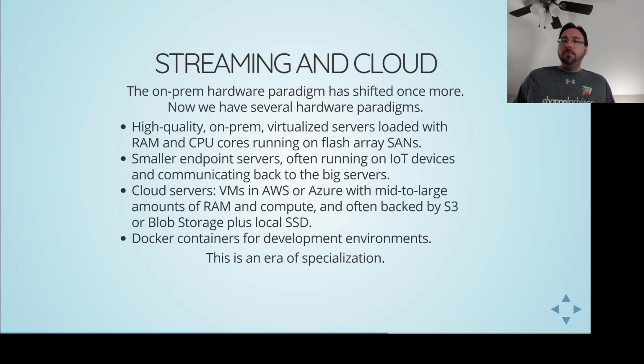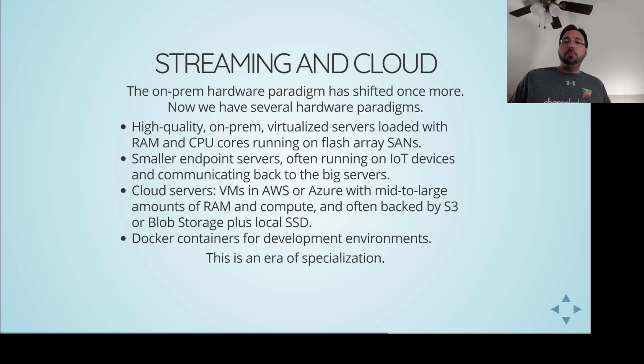And now we've gone from having one major Hadoop hardware setup to several. We still have the big hardware, high-quality on-prem servers, but these are virtualized. These are loaded with a lot of RAM, a lot of CPUs. They're probably running on flash arrays. They're almost certainly running on SANs. And we're using Spark primarily. So those are our big churn servers.